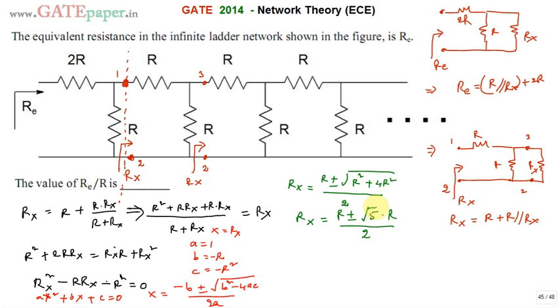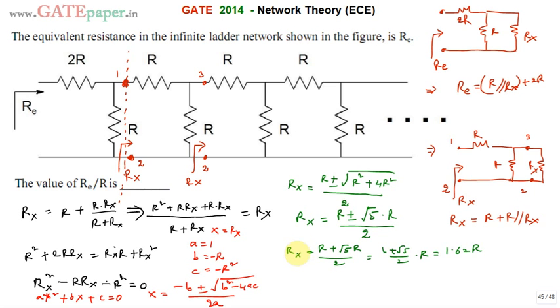Root 5 is 2 point something, so it will be larger than 1. If you choose the minus sign, Rx will be negative, and Rx cannot be negative. You must choose the positive sign only. So Rx is equal to R plus root 5 times R divided by 2, that is 1 plus root 5 by 2 into R, which is equal to 1.62 times R. Rx value is 1.62 R.